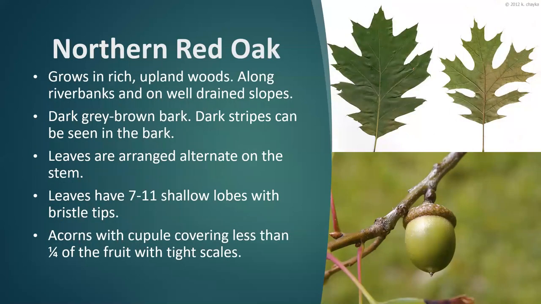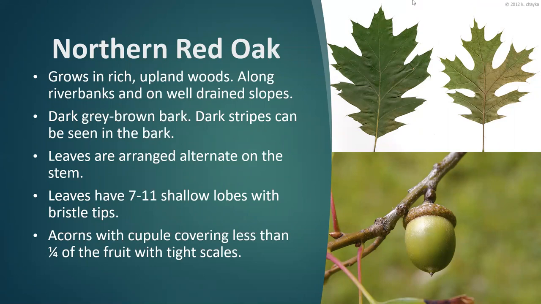The next species we're going to discuss is the northern red oak. This is a species that typically grows in very rich upland soils. You occasionally will find it along riverbanks, but if it is along riverbanks, it's typically going to be on very well-drained slopes, so areas that don't hold a lot of water. It can have frequent water as long as that water doesn't stay there.